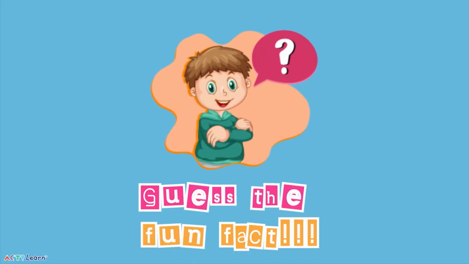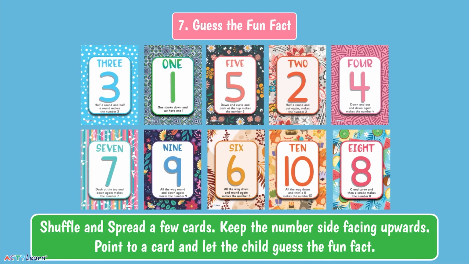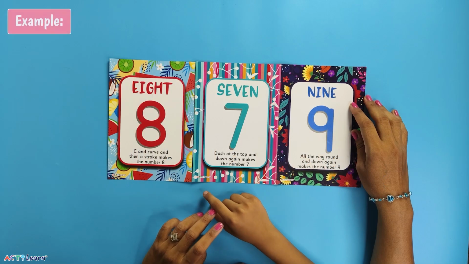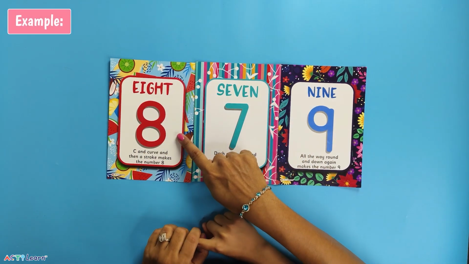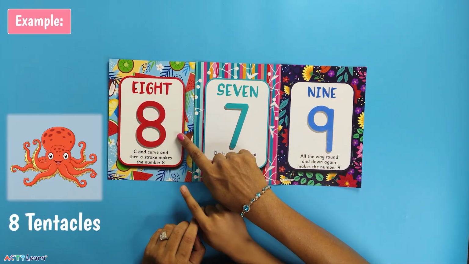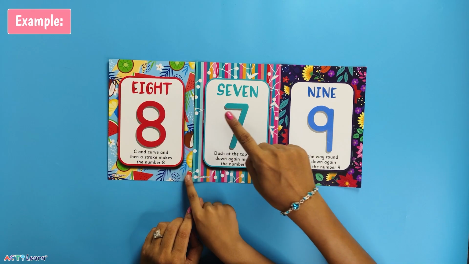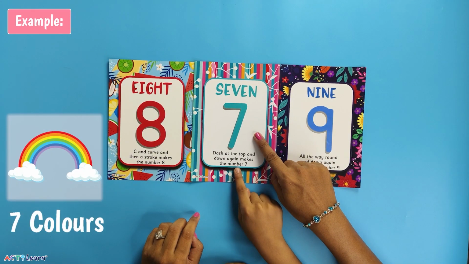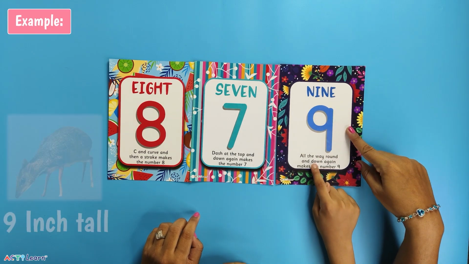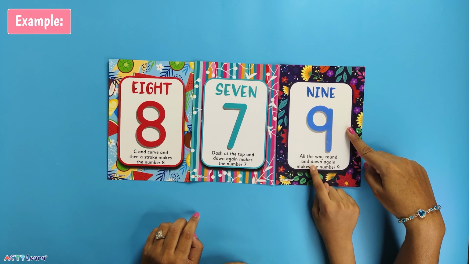Guess the fun fact. Shuffle and spread a few cards. Keep the number side facing upwards. Point to a card and let the child guess the fun fact. Octopus has 8 tentacles. Rainbow has 7 colors. Mouse deer is 9 inch tall.